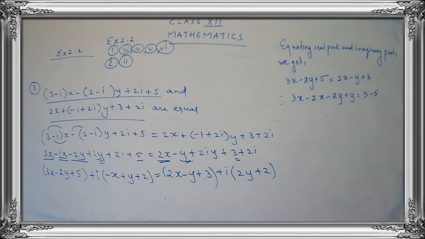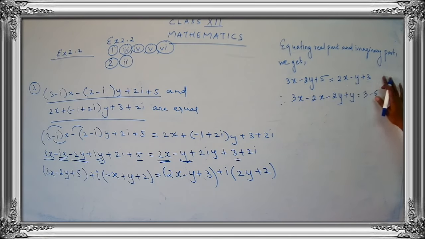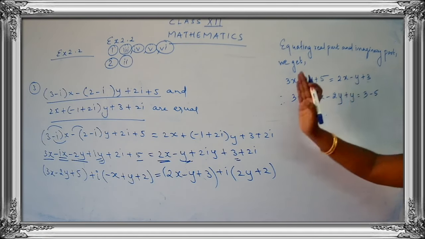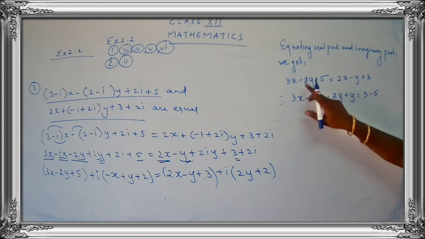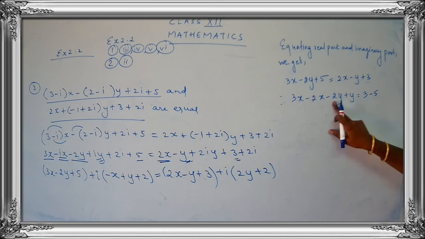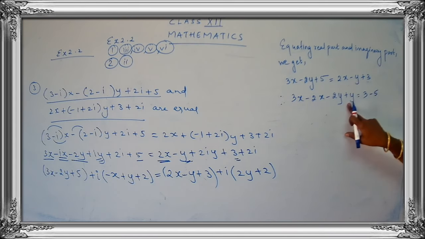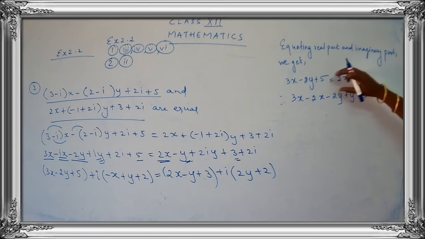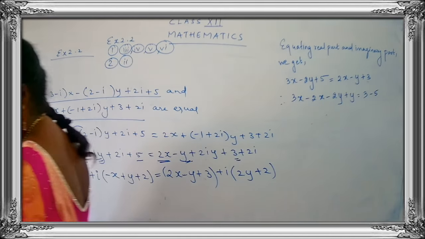I have taken the real part, children. 3x minus 2y plus 5. And here what is the real part? 2x minus y plus 3. So try to bring all the x and the y variables on one side. So 3x minus 2x, minus 2y as it is. Minus y, when it goes to the LHS, it turns to be plus y, is equal to, what is the number already on RHS? 3. We're going to shift the plus 5. So this is minus 5. So try to solve and get the answer.